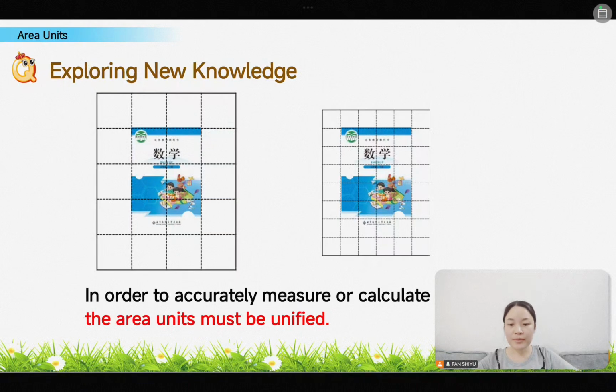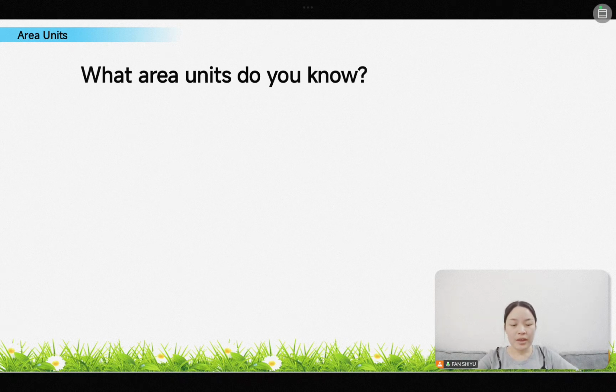Very good. We need to unify the grids for measurements. That is, unify the units for measuring areas. As early as a long time ago, ancient people also realized the importance of unified area units. So they invented many area units for use. In daily life, the most commonly used ones are 1 square centimeter, 1 square decimeter, and 1 square meter.